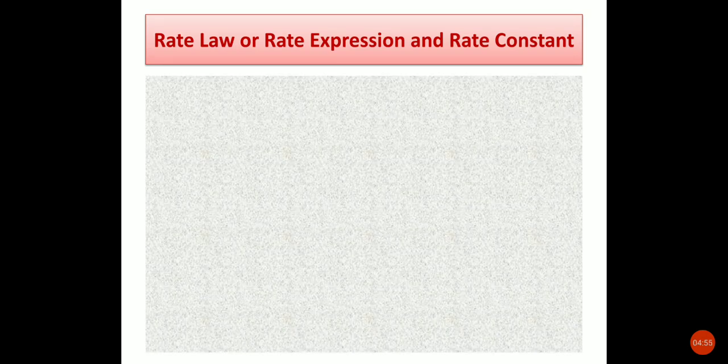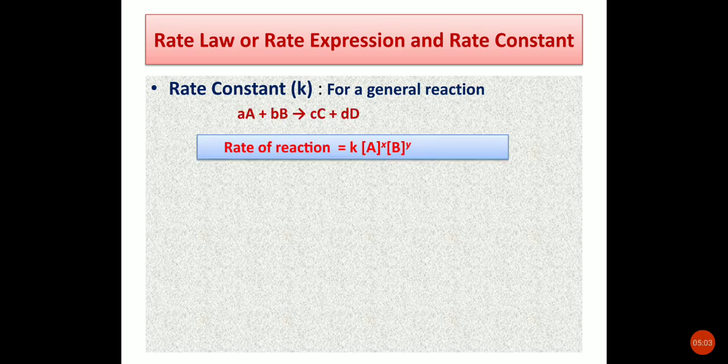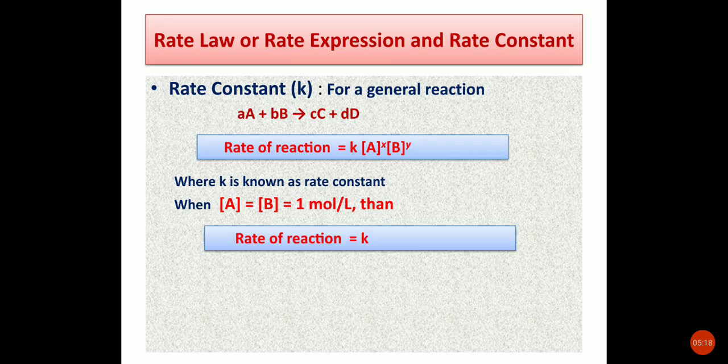Now rate constant K for a general reaction aA plus bB gives cC plus dD. Rate of reaction is equal to K into concentration of A raised to X, B raised to Y, where K is known as rate constant. When concentration of A is equal to concentration of B is equal to 1 mole, we can write rate of reaction is equal to K.